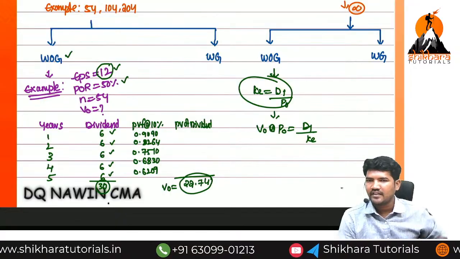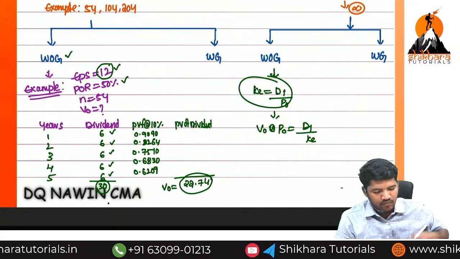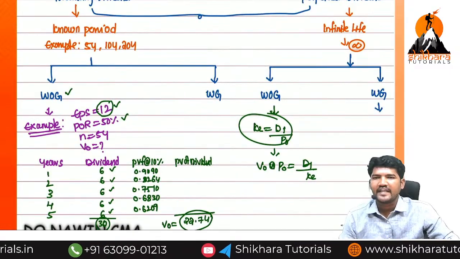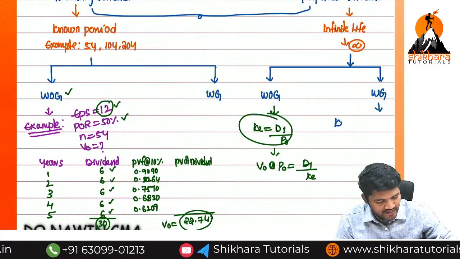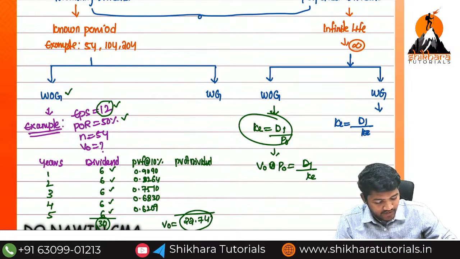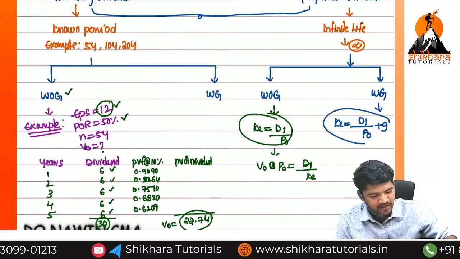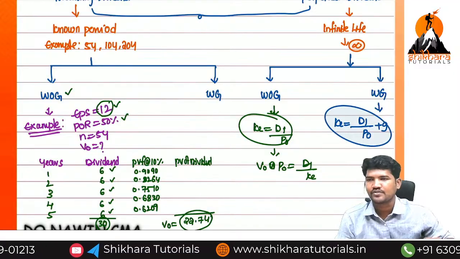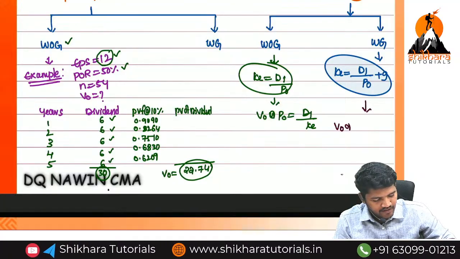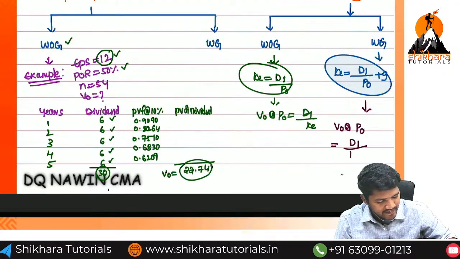I already said this at the time of explanation. Here we already valued. Now when it comes to dividend model with growth, KE calculation: KE equals D1 divided by P0 plus G. If you shuffle this, you will get P0. That is under with growth Gordon's model also. Now, I want V0 or P0. That is equivalent to D1 divided by KE minus G.